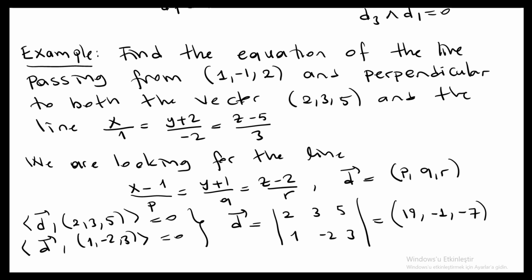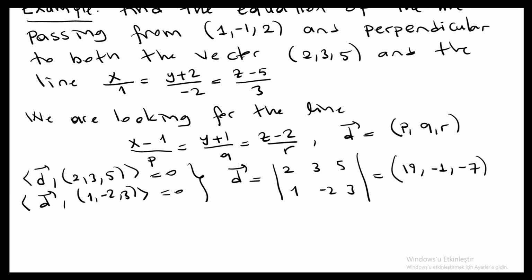Okay, now we find the line. So our line is x minus 1 over 19, y plus 1 over negative 1, and z minus 2 over negative 7. So this is the line we are looking for.